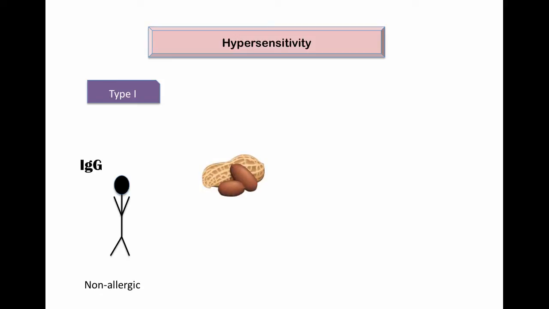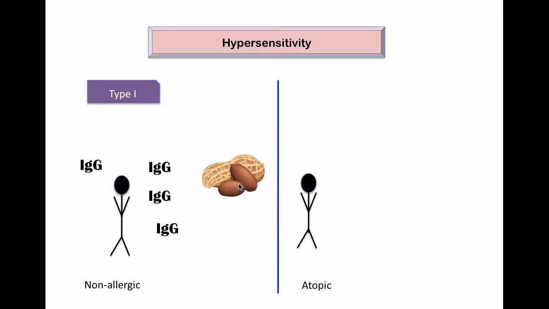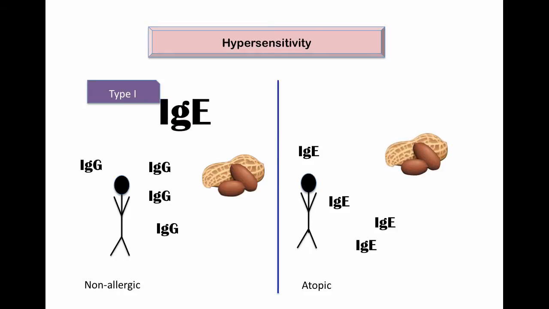Let's take an example. This here is a normal non-allergic person. When he is exposed to any allergen like a bee sting or eating peanuts, his body is going to react by releasing IgG, and the body will respond normally to this allergen. Whereas an allergic or an atopic person, exposed to peanuts, his body is going to release IgE. So type 1 is IgE mediated.